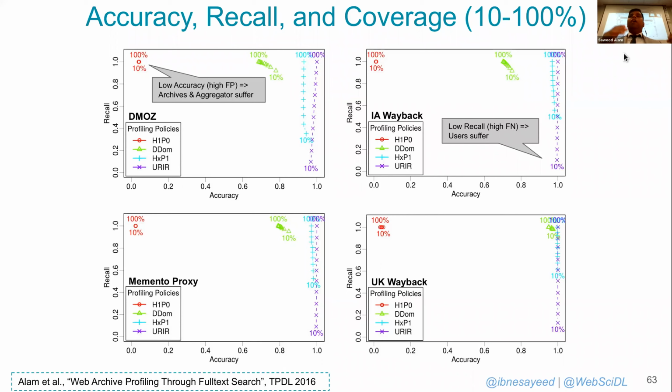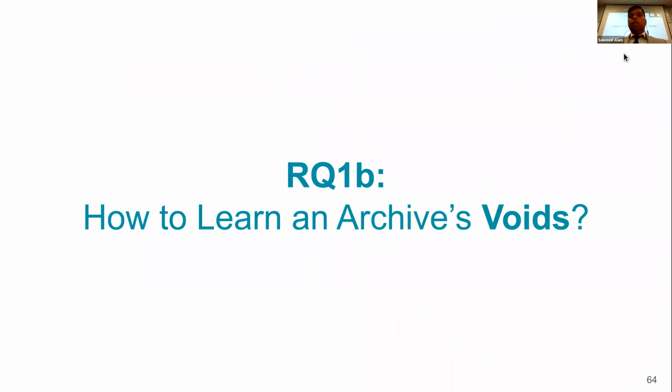So far, we have learned about what archives hold. Now let's move on to what they don't. And that leads us to archive voids.